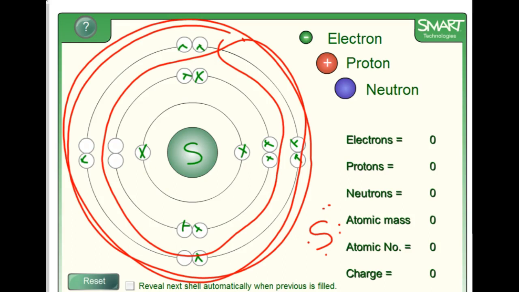How many places can sulfur bond? 2. That is its bonding capacity. How many electrons would it have to share with something else? 2. So it would have to share this electron and this electron with something else to form that covalent bond. A covalent bond is when you share electrons between 2 substances. Questions?